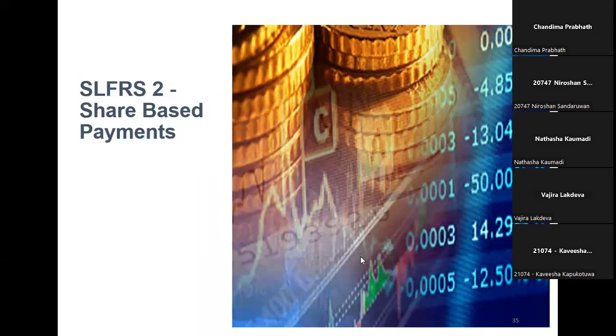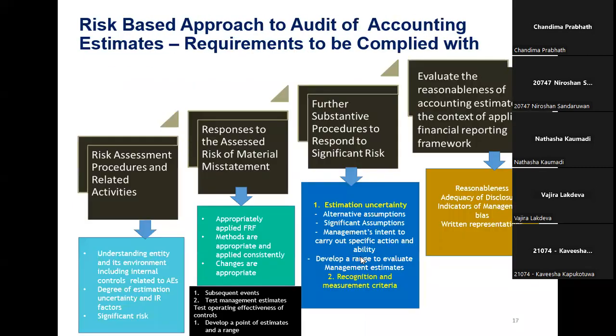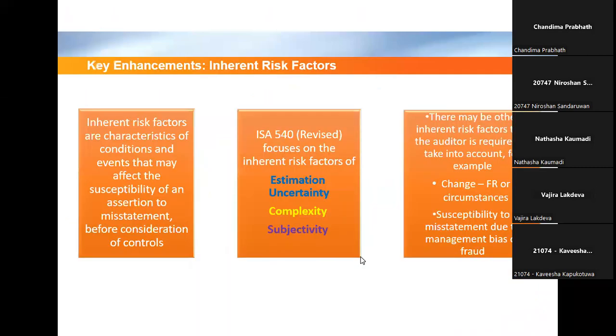Why? Not all accounting estimates will carry a higher level of inherent risk. We have to assess the inherent risk factors and other inherent risk factors, such as management bias and change in the financial reporting framework or circumstances, and then consider the inherent risk factors, for us to assess whether the inherent risk attached to the particular accounting estimate or fair value accounting estimate is high.